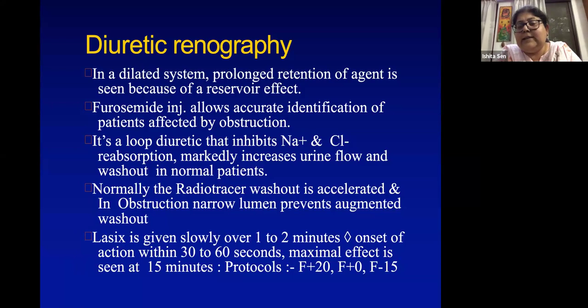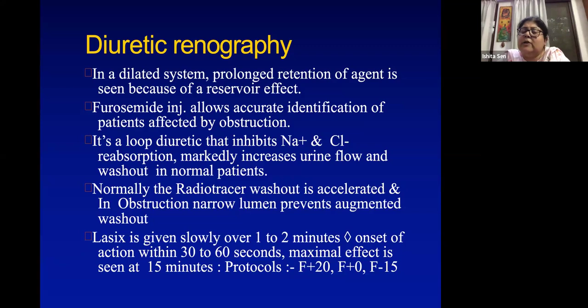Whenever there is any flow-dependent obstruction, like if there is a partial obstruction, by giving a loop diuretic, you can actually get a better excretion and be able to differentiate a flow-dependent obstruction from an actual mechanical obstruction. Normally, the radiotracer washout is accelerated. And in obstruction, because of the narrow lumen, there's a retention of the tracer proximally.